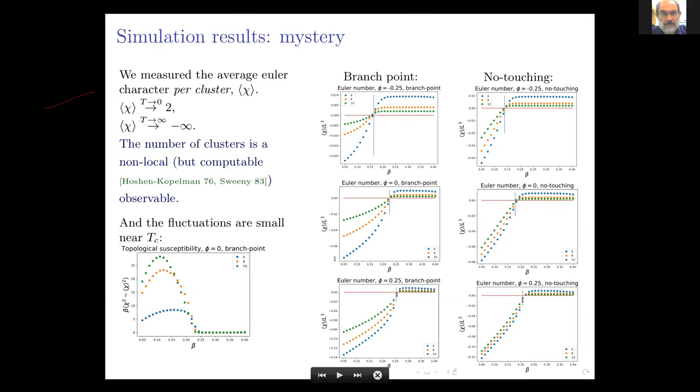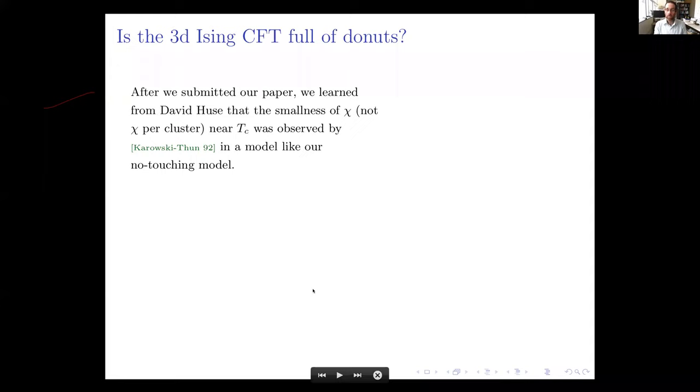Okay. So, and moreover, the fluctuations of this quantity, what you might call the topological susceptibility, are very small in the ordered phase and grow in the disordered phase, but at the transition, it's pretty small. So it looks like, you know, one could say that the 3D Ising CFT is dominated by donuts. Most of the domain walls are tori.